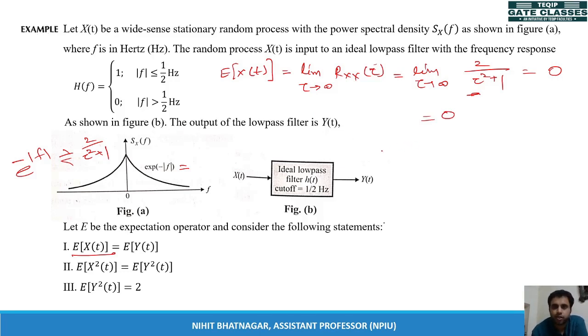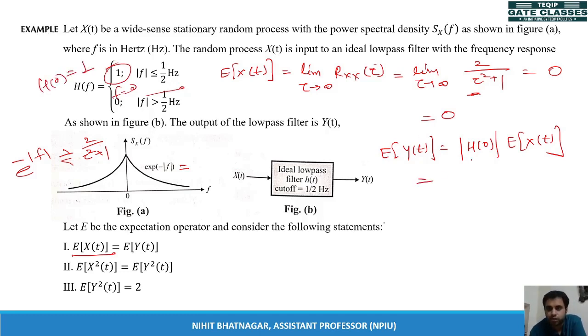Now we know very well that expectation of Y(t) is equal to H(0) times expectation of X(t). You can see here that the filter ranges from minus half to half, which means at f equal to 0 the value of H(f) is 1. So H(0) has value 1, and expectation of X(t) has value 0. So according to the first option, expectation of X(t) is equal to expectation of Y(t), which is equal to 0.